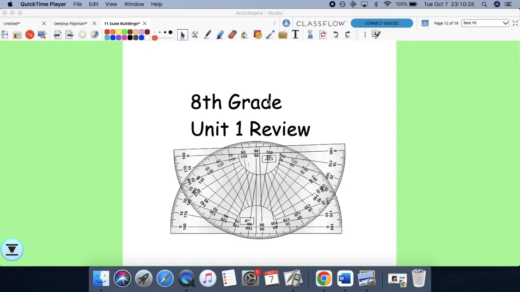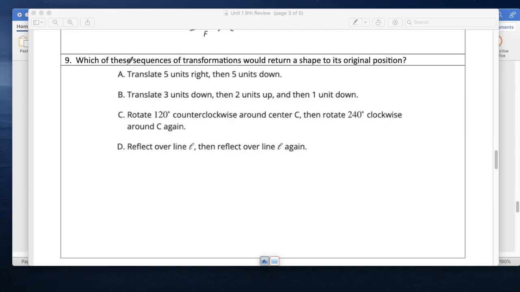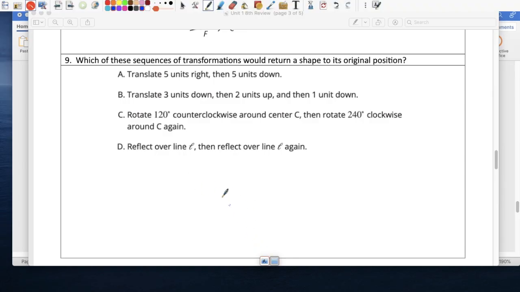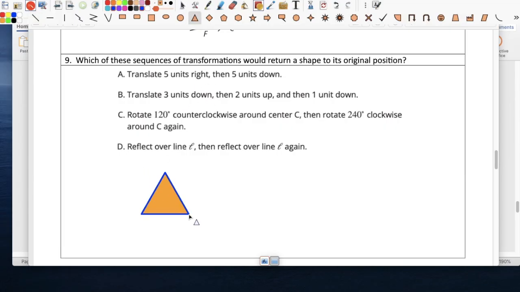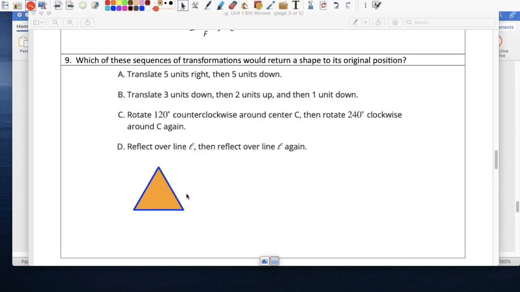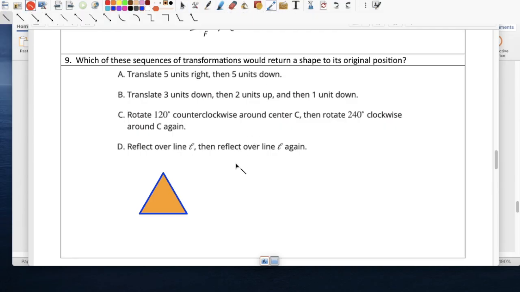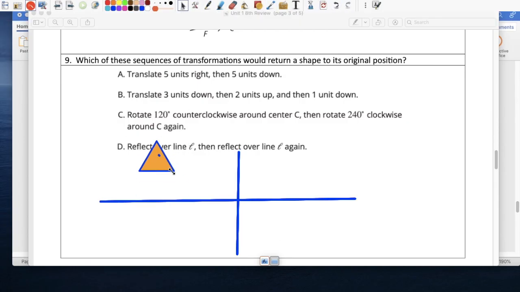Color, patterns, whatever. Okay. It says which of these sequences of transformations will return a shape to its original position. Well, let me get a shape here. Let me get that triangle. So imagine a triangle that's in the coordinate plane somewhere. Here's my triangle, make it a little smaller.